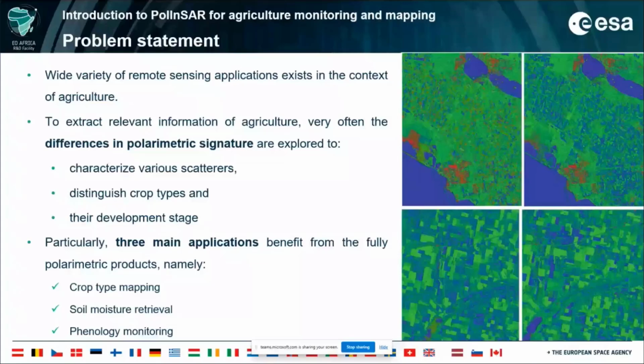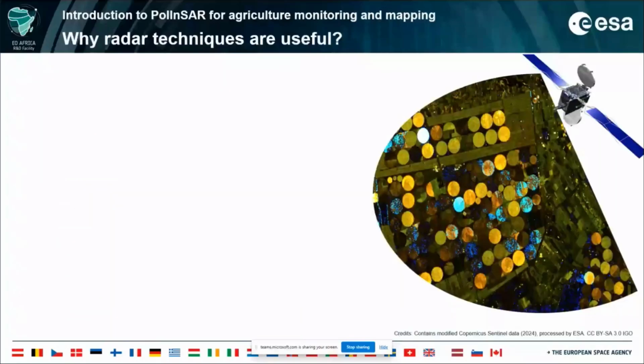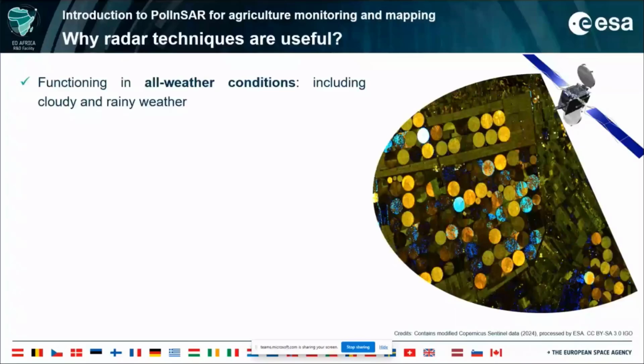And maybe not all of you are very familiar with what PolInSAR is exactly. So we would start by introducing very briefly what radar techniques are and why they are useful for agriculture monitoring. Synthetic aperture radar, SAR, is the type of remote sensing that uses electromagnetic radiation in the microwave region of the spectrum to create images of a scene that represents different physical and biophysical characteristics than those available from the most familiar visible or hyperspectral optical images.